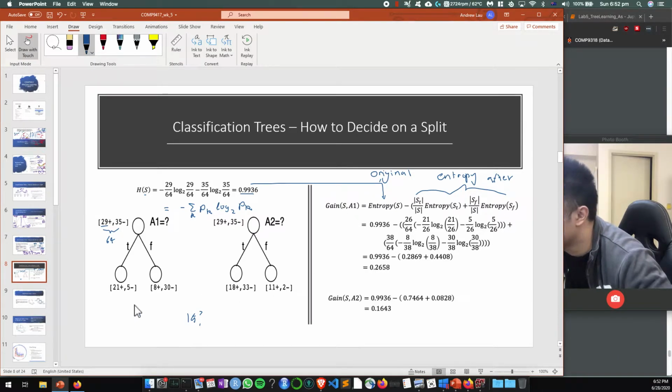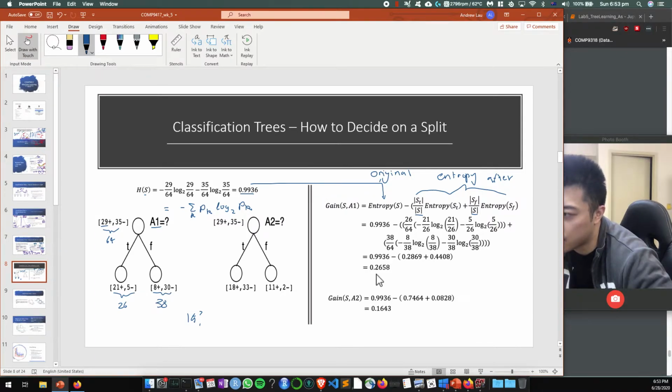Then you look at here, right? You look at both splits. This is split 1, A1, right? The left branch, there's 26 guys going into the left branch here, okay? And so then you give it a weight of 26, and then there's 38 observations going into the second branch. So you weight both the splits by the number of observations, and then you apply the entropy formula within, and you come to this result.